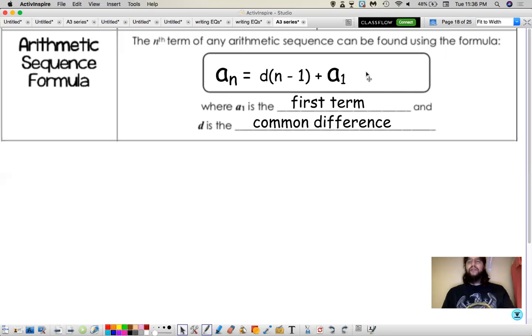I have occasionally seen arithmetic and geometric sequences and series on the ACT. So if you're taking that test, it's not something bad to know. Of course, a sub 1 is your first term, a sub n is your nth term, and d is your common difference. This is the only new variable here. Everything else should be familiar to you from last week.